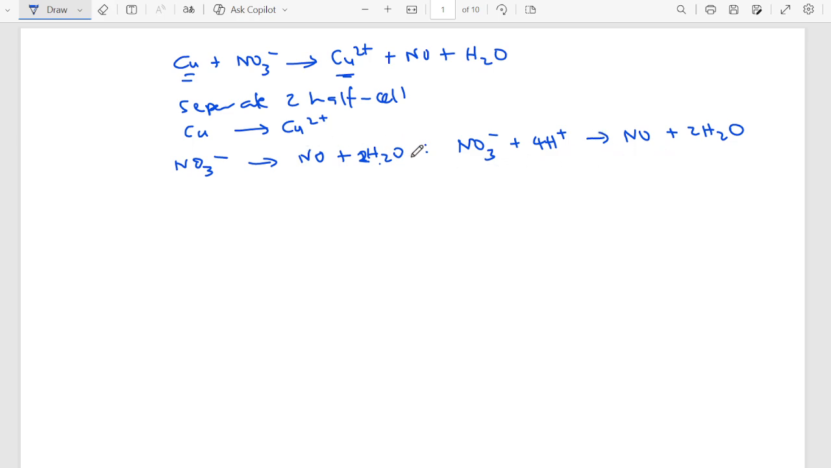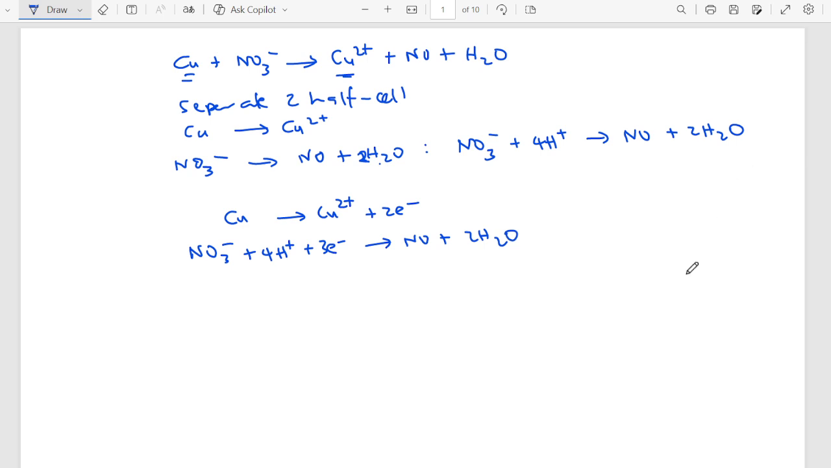Then after that you balance electrons. And the only way you balance electrons is by adding electrons to the side that has the higher charge. Like if I take copper and Cu2+ now, the charge here is 0, the charge here is plus 2, so I have to add electrons here to balance it up. That means plus 2 minus 2 is 0. So the same thing here, the charge here is minus 1, the charge here is plus 4, minus 1 plus 4 is 3, the charge here is 0, so the difference is 3. So to balance it, I have to add 3 electrons here, before I get NO plus 2H2O.